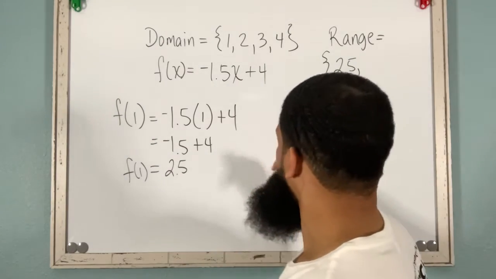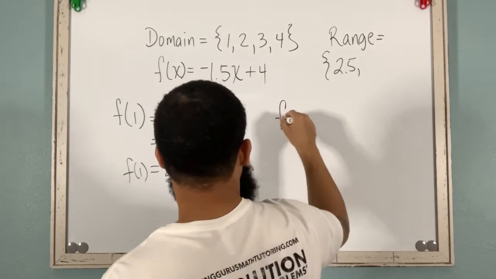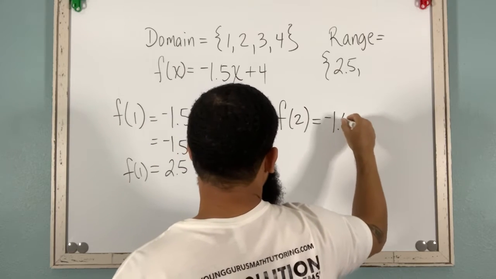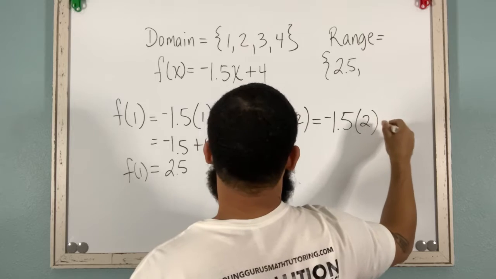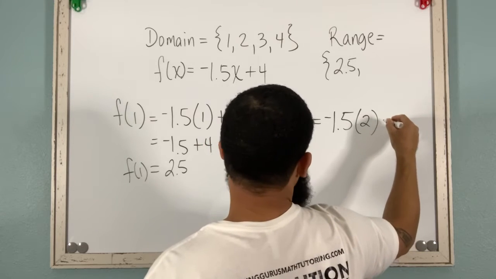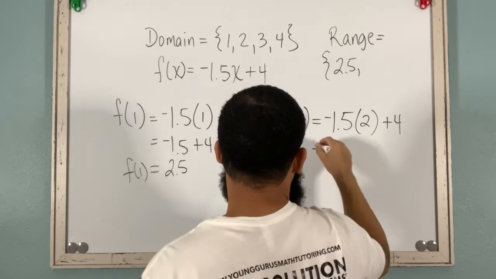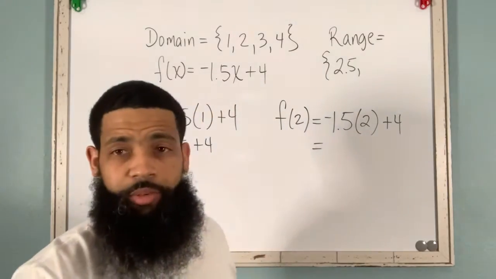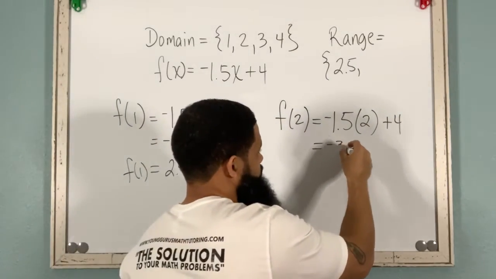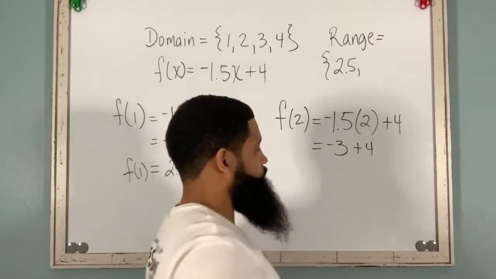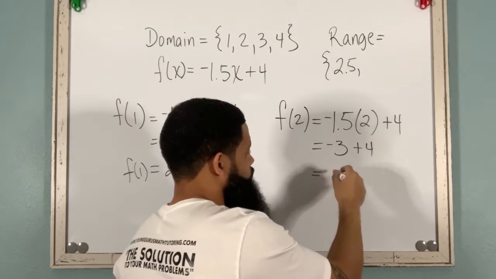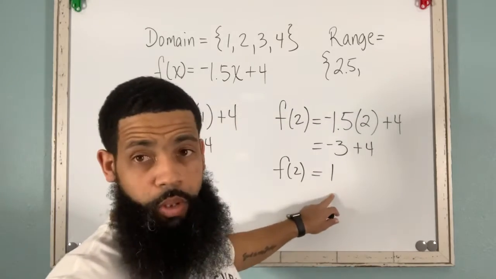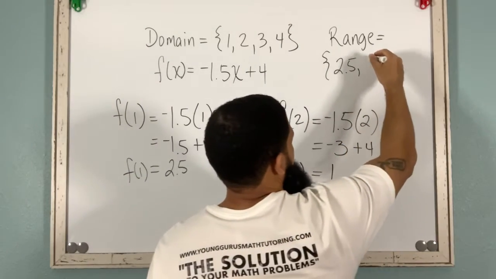Let's go ahead and do f of 2. So f of 2 equals, same thing, negative 1.5, but this time we're going to multiply it by 2 and add 4. Negative 1.5 times 2 is negative 3. Negative 3 plus 4 is 1. So f of 2 equals 1. So that's my second value in the range.